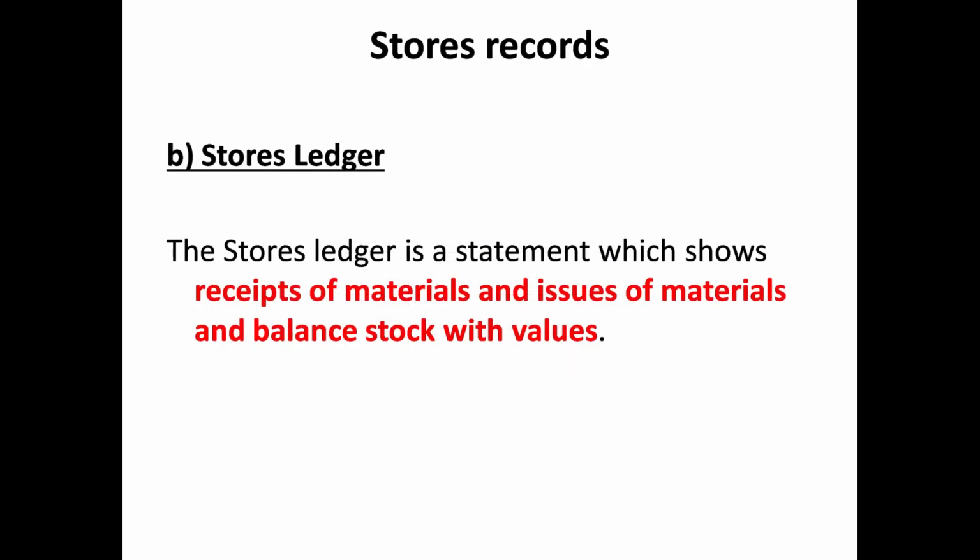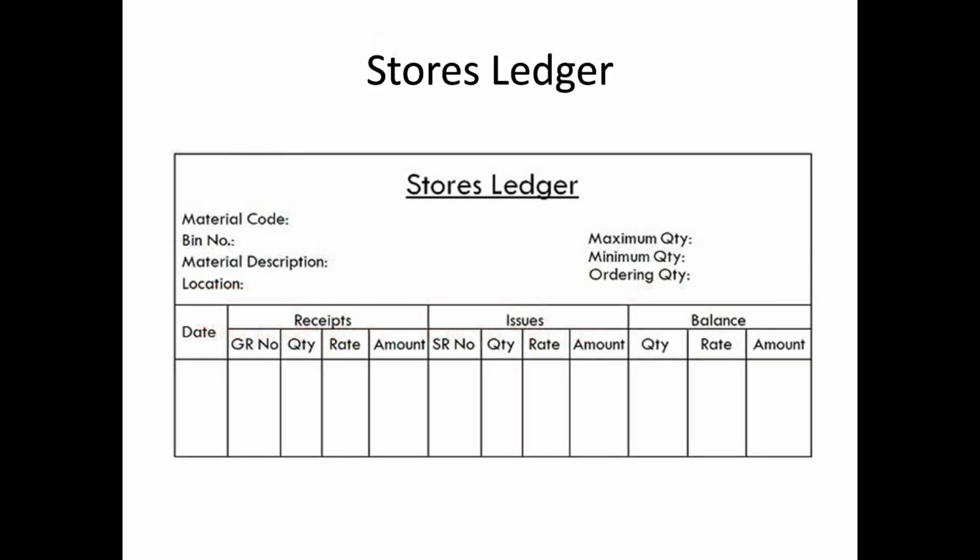Stores ledger. Stores ledger is a statement which shows receipts of materials and issues of materials and the balance stock with values. You can see in the stores ledger, you have the quantity, unit price and amount of inventory purchases, issues and the balance.